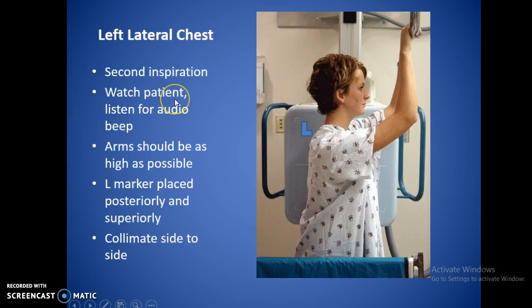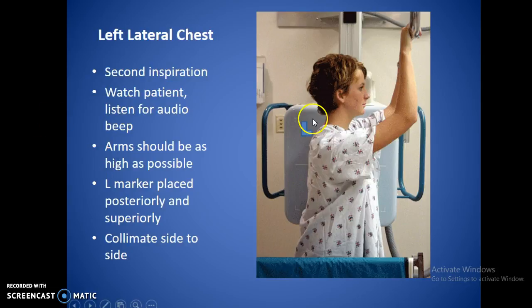You want to make sure you're watching your patient all the time when you're making exposures, during any exposure that you're going through, because the patient might not hear you, or they may just be doing their own thing, whatever it might be. They might be distracted, so you want to make sure that they are taking deep breaths then.